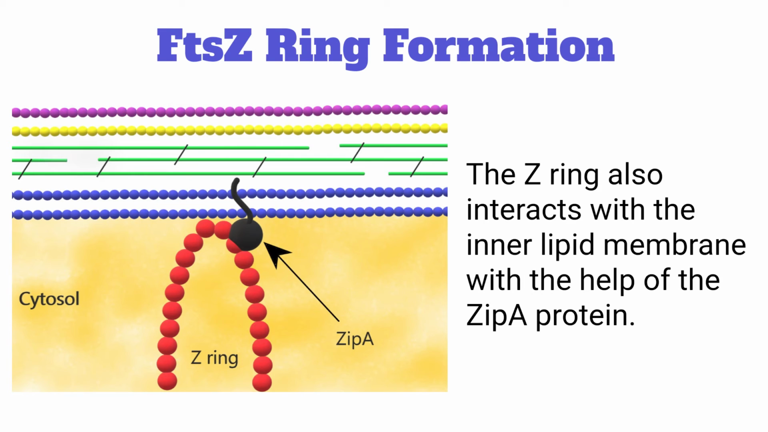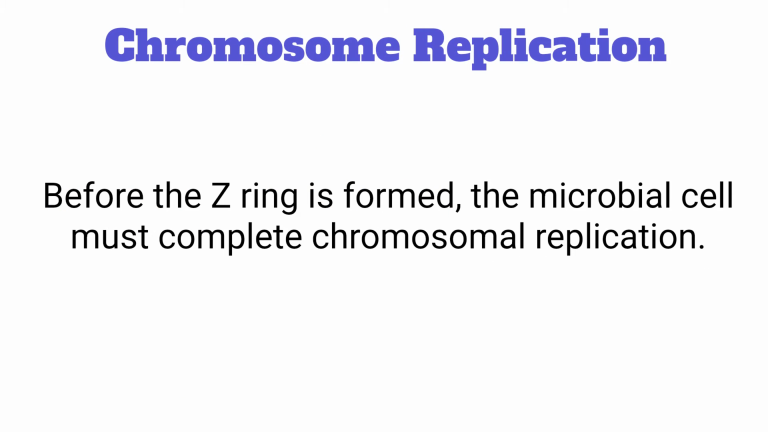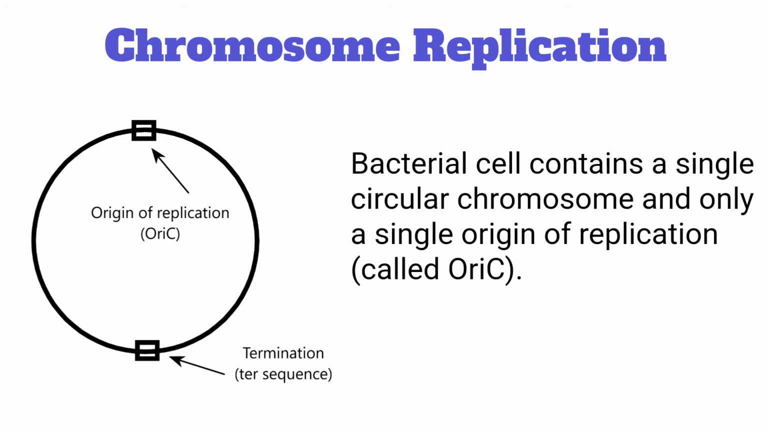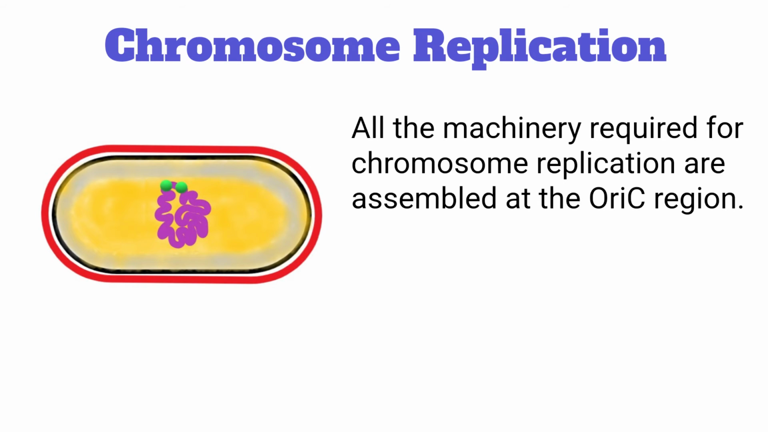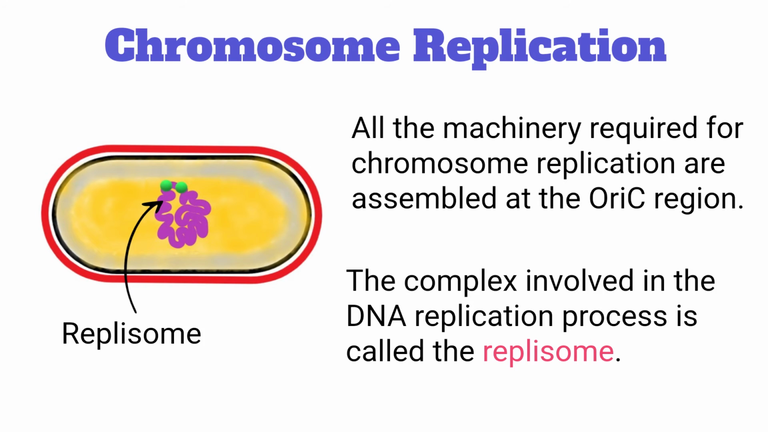The Z ring also interacts with the inner lipid membrane with the help of ZipA protein. Before the Z ring is formed, the microbial cell must complete chromosome replication. Bacterial cell contains a single circular chromosome and only a single origin of replication. All the machineries required for chromosome replication are assembled at the origin region, and the complex involved in the DNA replication process is called the replisome.